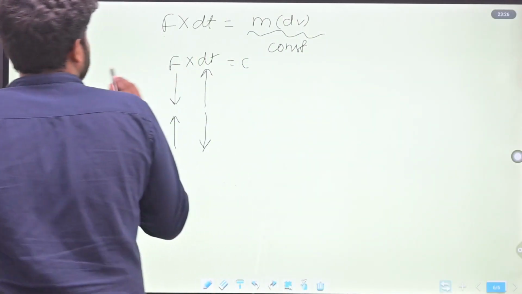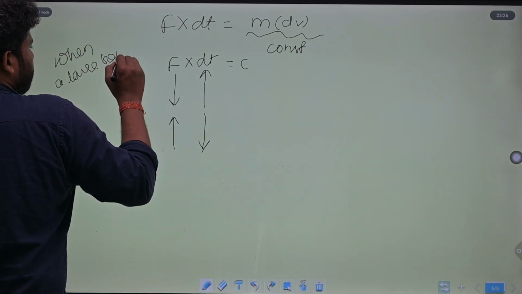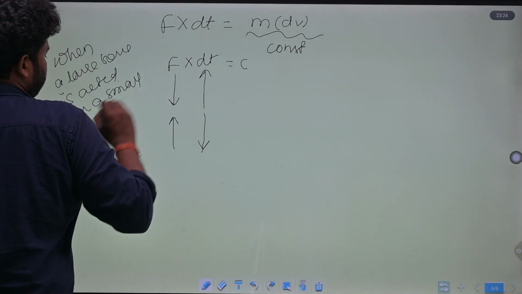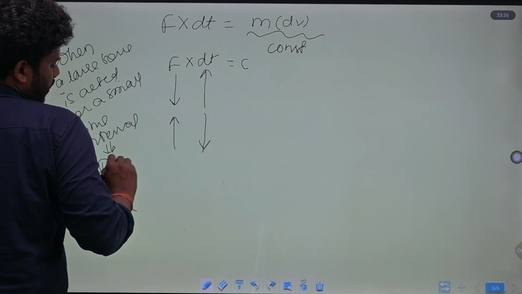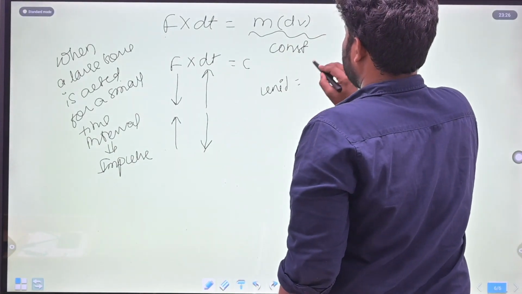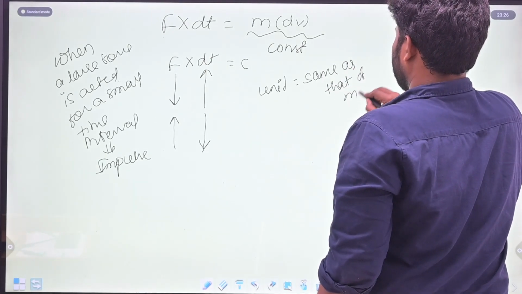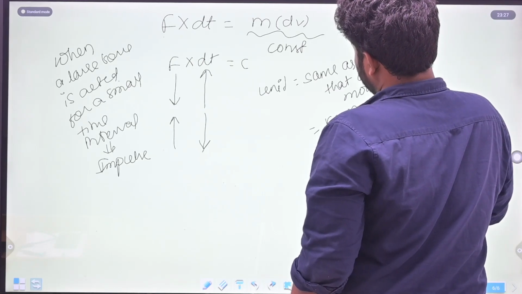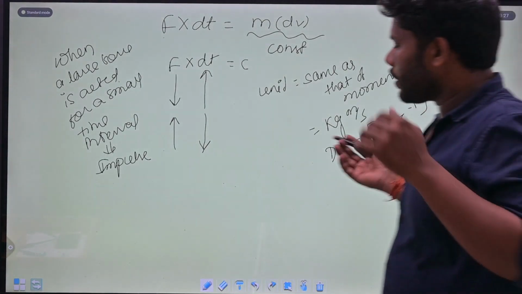So when a large force is acted for a small time interval, it is called impulse. The unit of impulse is the same as that of momentum, which is kg meter per second. What is the dimensional formula? M L T to the power minus 1. Hope it is clear. Questions may also come on this.